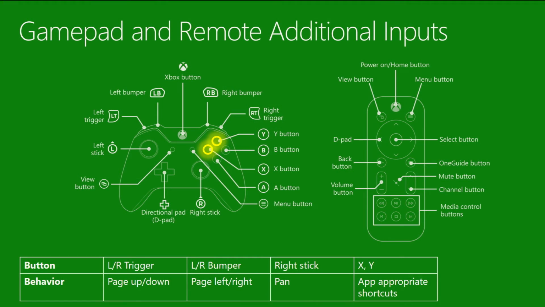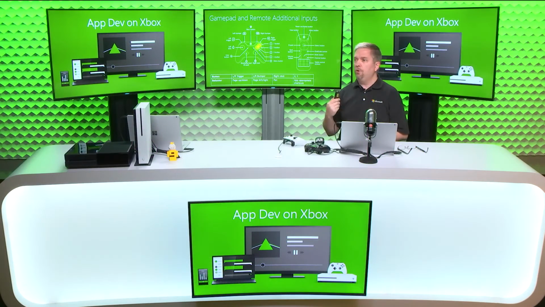X and Y, these are app appropriate shortcuts. You can do whatever you want to do within your app with these two buttons. I have mapped them within this particular app. The X shows the TV safe area, but you can put whatever you want there. We've seen a lot of apps that are getting submitted using Y as like a search function if they're media apps, but you can actually do whatever you want to do. We're looking for the community to really tell us, hey, what makes sense here?